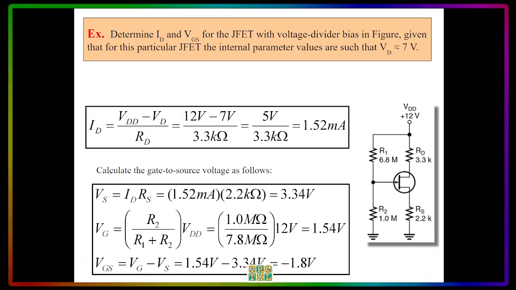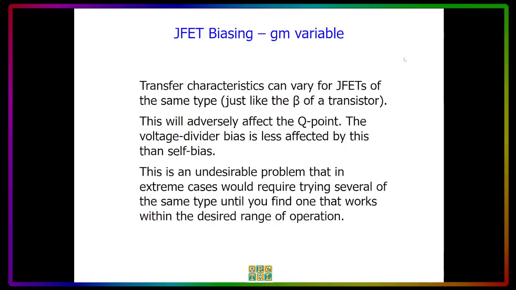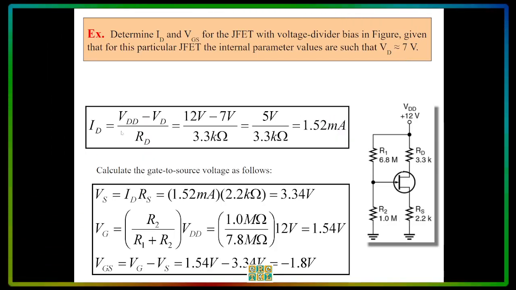Now, in the next example, we determine the ID and VGS for the JFET with voltage divider bias in the figure, given that for this particular JFET, the internal parameter values are such that VD is equal to 7 volts. To calculate that, you just subtract VDD minus VD over RD. VDD is 12 volts minus VD, which is 7 volts, divided by 3.3 kilo ohms, which is RD. And we'll be getting 1.52 milliamperes.